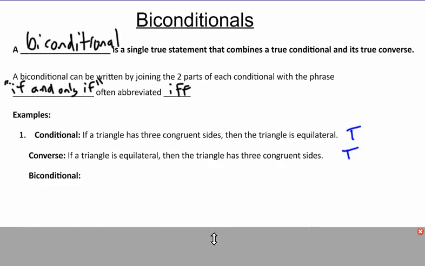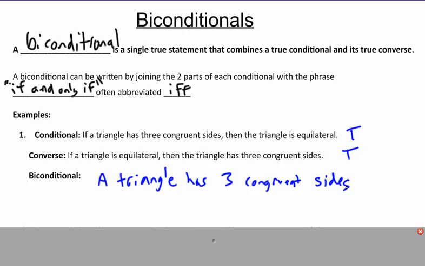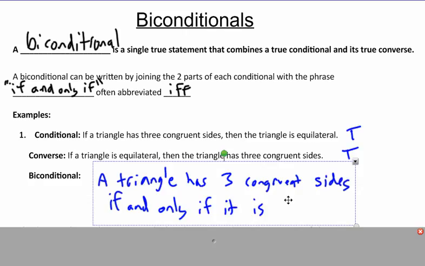So if both the conditional and the converse are true, then we can make this biconditional statement. The way we write that is we're not going to use "if" and "then" anymore. We're just going to make it a statement, and it doesn't really matter which order you do. I'm just going to pick the first one. A triangle has three congruent sides if and only if it is equilateral.